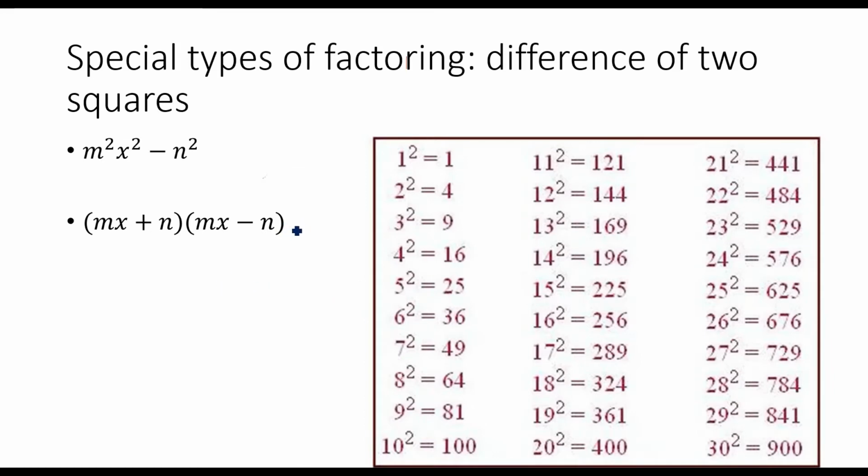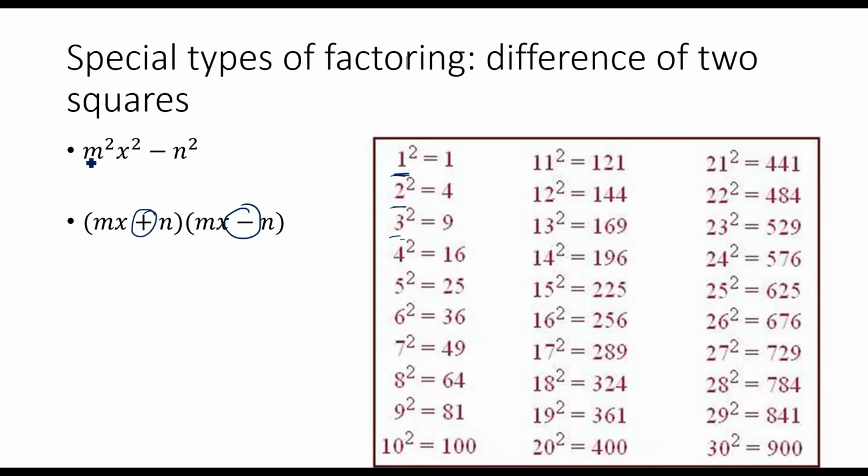So still we're looking at perfect squares. M squared is the perfect square, m itself is the number right here. N is the same thing. N squared is the perfect square, n itself is the number right here. Whenever you factor this out, it's almost like the one before, but instead you're going to have two almost identical factors, with the only difference being one of them is adding the terms inside of it, and one is subtracting the terms inside of it. So we get mx plus n times mx minus n.